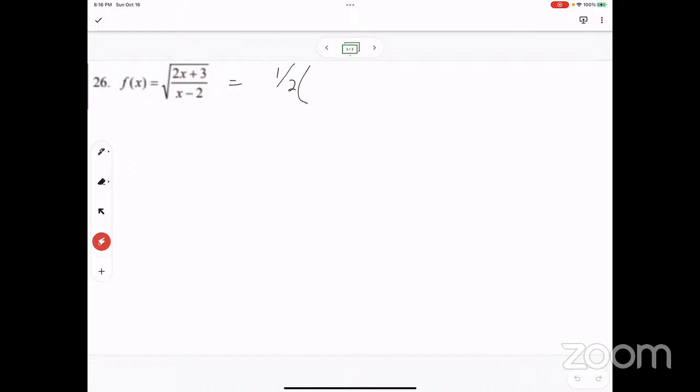She brought the power down. Yep, so she's doing the chain rule. Yes, so you could do it that way. Here, I'll finish it for you.